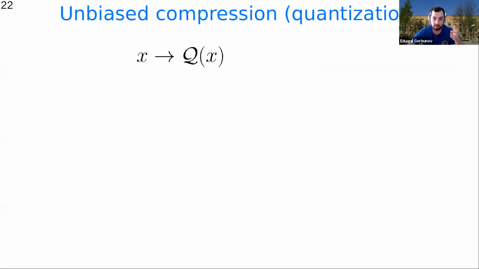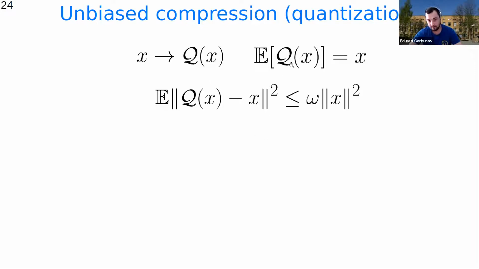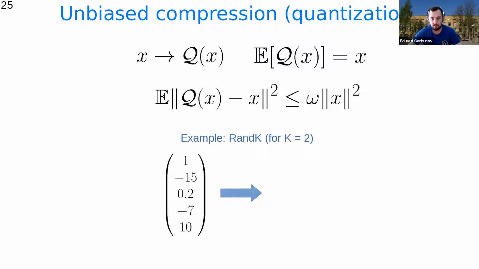Let me also introduce the unbiased compression operator, which we will call just quantization. It's a stochastic map. It takes a d-dimensional vector x as an input, and the output is Q(x). And this Q(x) on average equals x. We also assume that the variance of this estimator is bounded by the squared Euclidean norm of the vector x times some number omega. This number omega measures how rough the estimate is. So, for example, if you consider the Rand-K operator, and in this case, K equals 2.